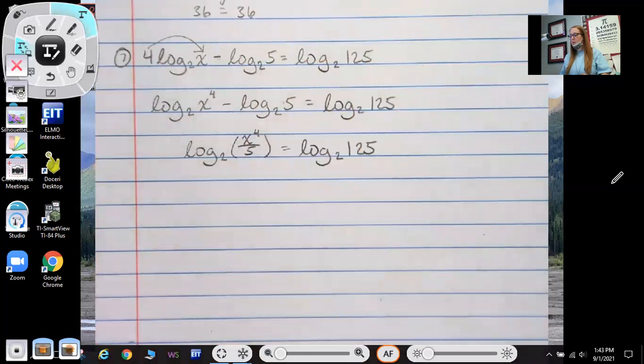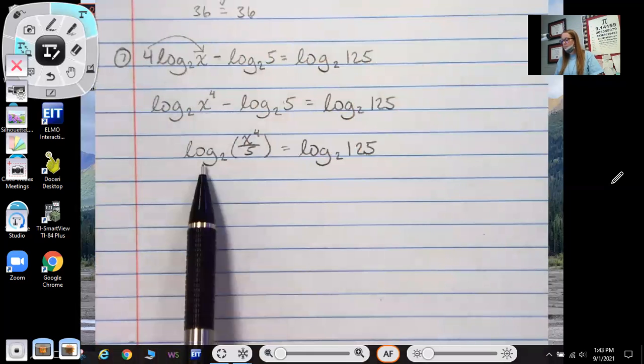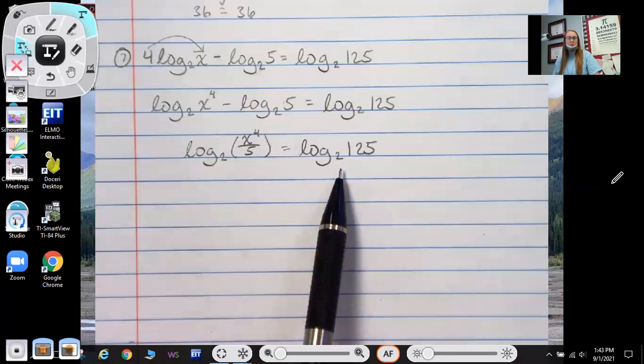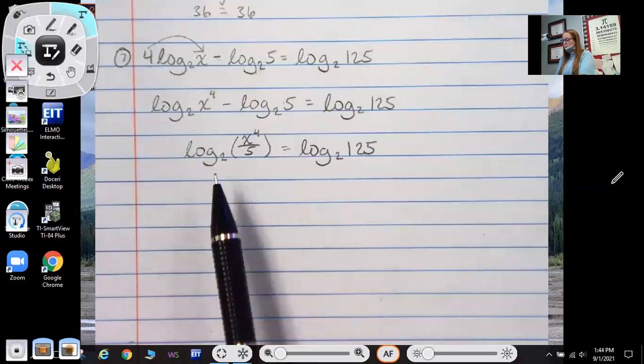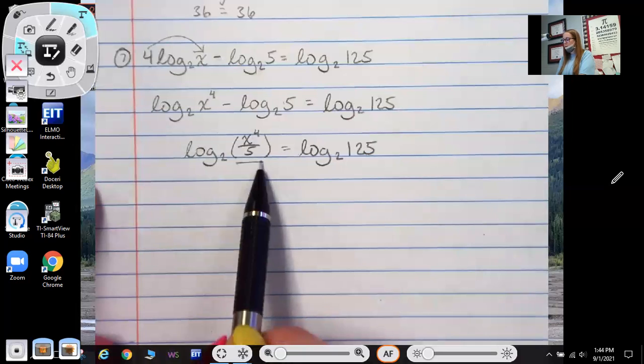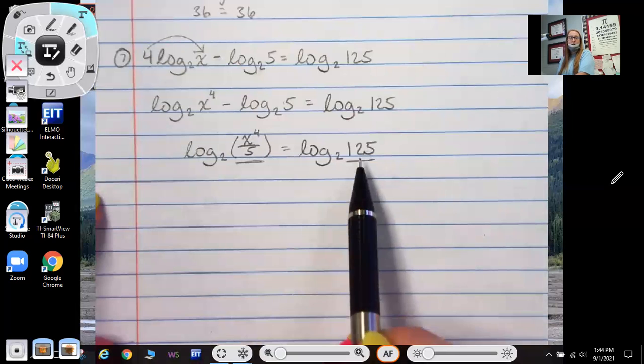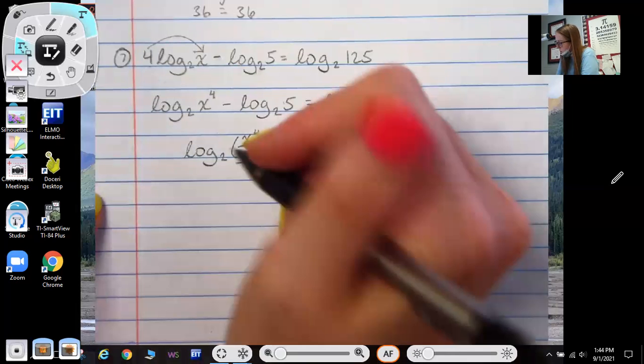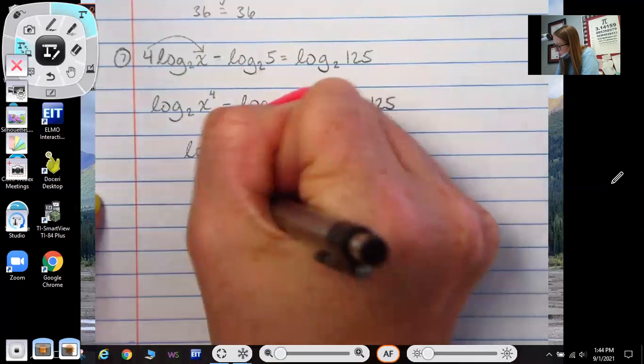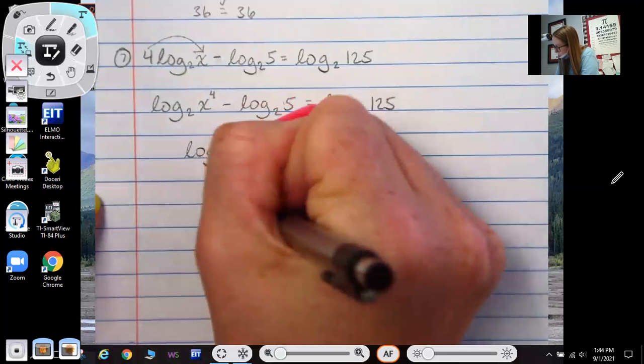Now we've gotten it to where we only have one logarithm set equal to another logarithm, and they have the same base. When that happens, we know that whatever's here has to be equal to whatever is here. So in order to solve for x, we set those two things equal to each other. So x to the 4th over 5 equals 125.